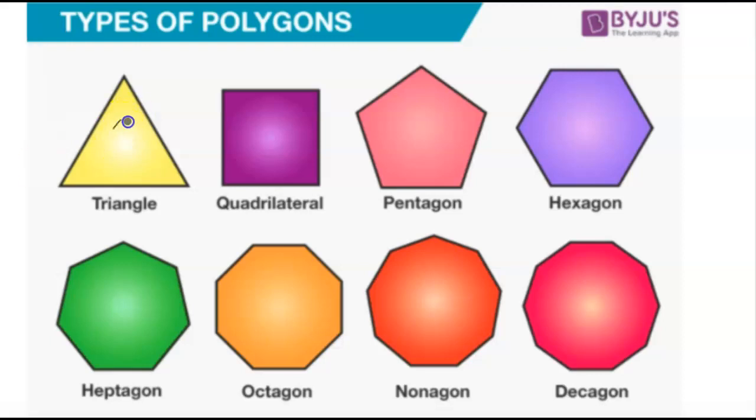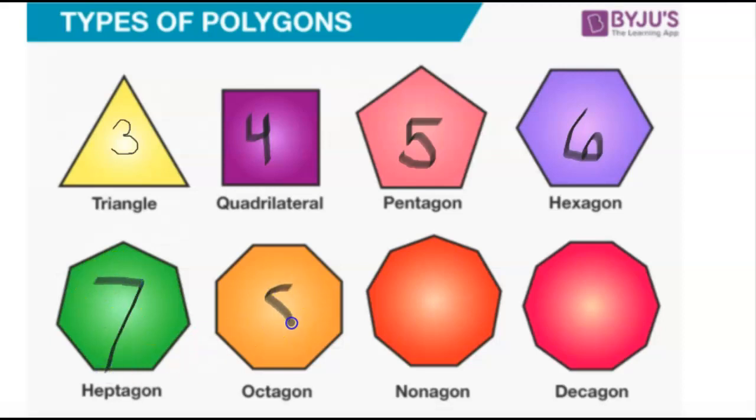So any shape with 3 sides is going to be a triangle, right? That's pretty easy. A shape with 4 sides is going to be a quadrilateral. This quadrilateral happens to be a square. A shape with 5 sides is a pentagon. A shape with 6 sides is a hexagon. A shape with 7 sides is a heptagon. A shape with 8 sides is an octagon. A shape with 9 sides is a nonagon. And a shape with 10 sides is a decagon.